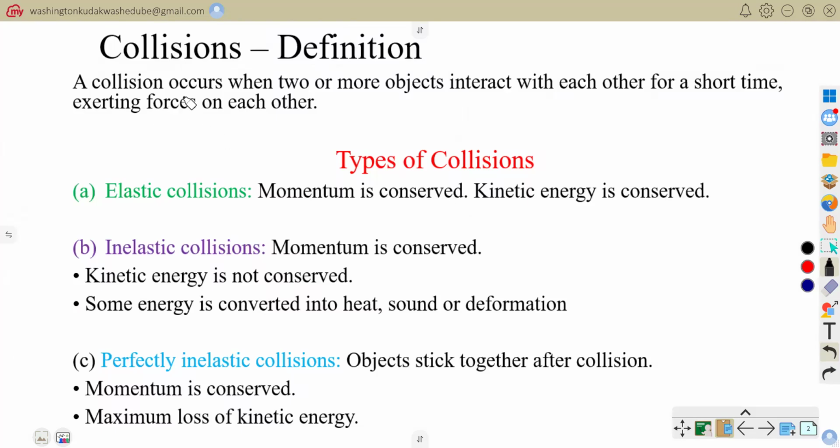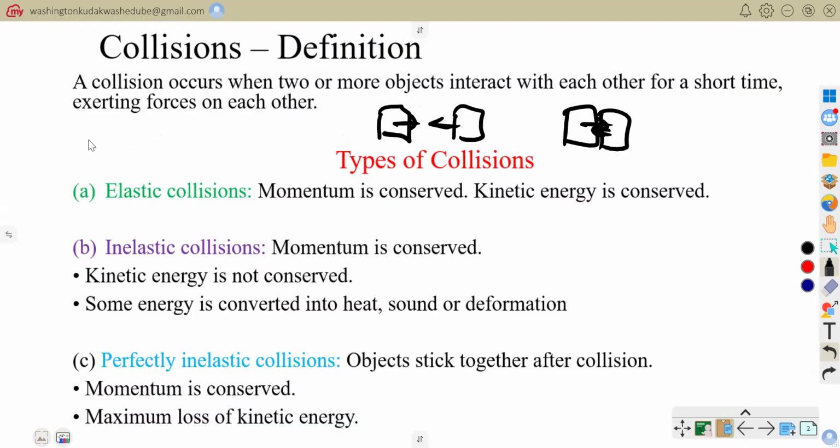A collision occurs whenever we've got two or more objects, and these objects interact with each other for a short period of time. You would see that these two objects exert forces on each other.